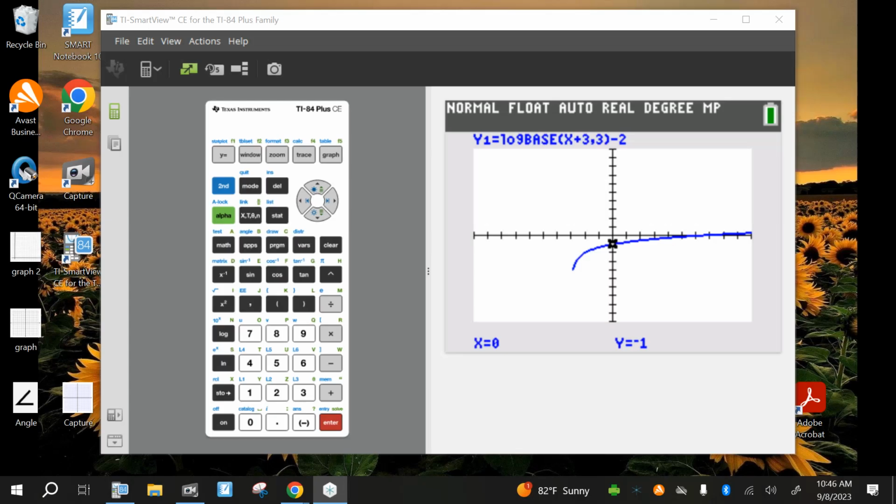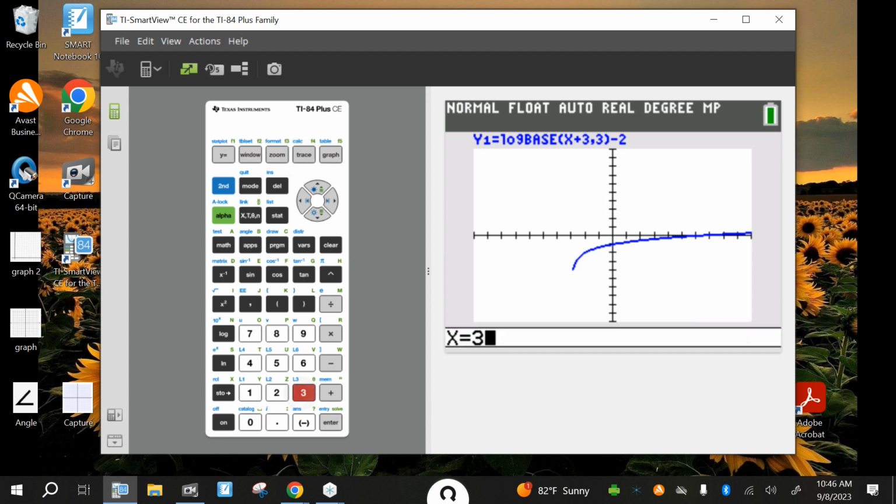Yeah, so if you want y-intercept, just hit trace, 0, enter. The trace lets you type in whatever x value you want, and it gives you a y value. So to find the y-intercept, it's when x is 0.